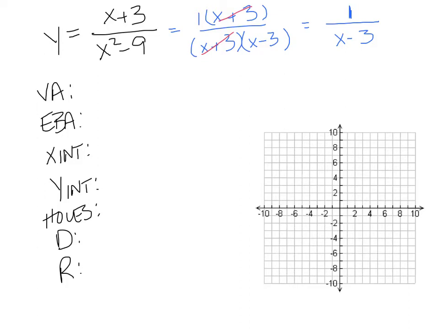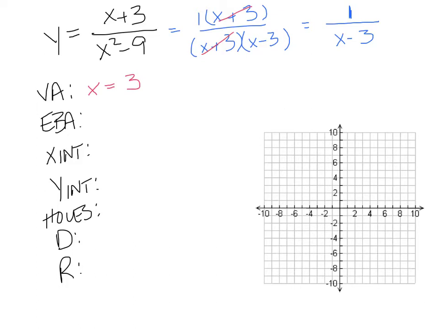We know our vertical asymptote is going to be what makes the denominator equal to 0. So our vertical asymptote is going to be at 3. And the end behavior asymptote. Usually when the degrees are the same, we can just find the ratio of the leading coefficients. In this case, the degrees are not the same. I have a higher degree on the bottom.